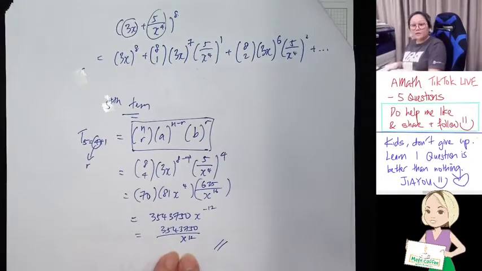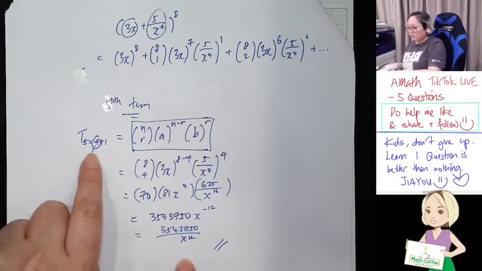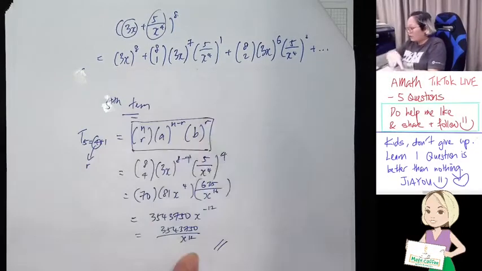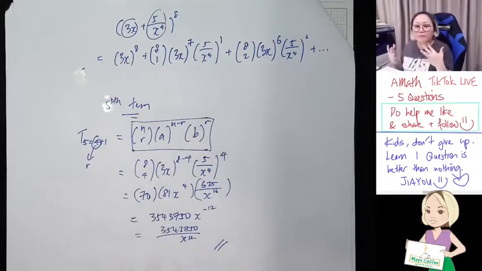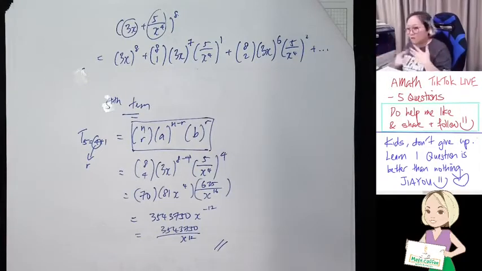You understand? By using the general term, you straight away find the fifth term. Don't need to expand. You only need to expand when they tell you, oh, find the first three terms. Then you expand. Okay? Thank you, Christian.